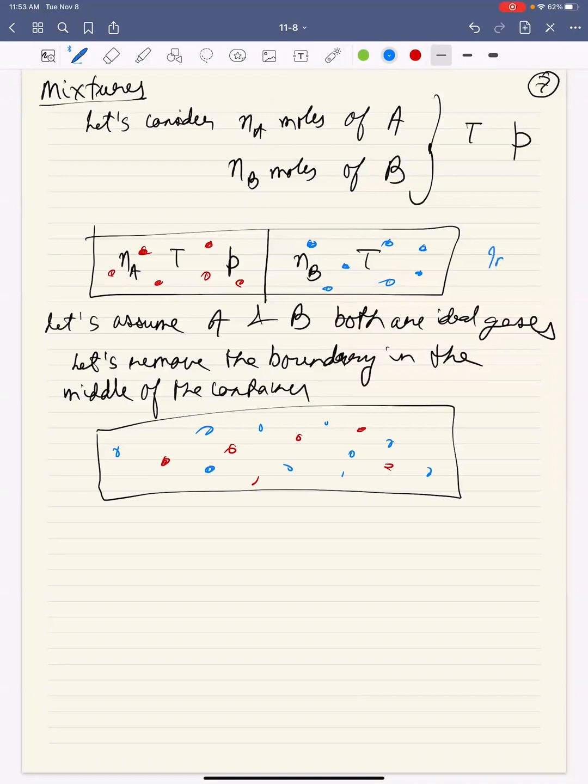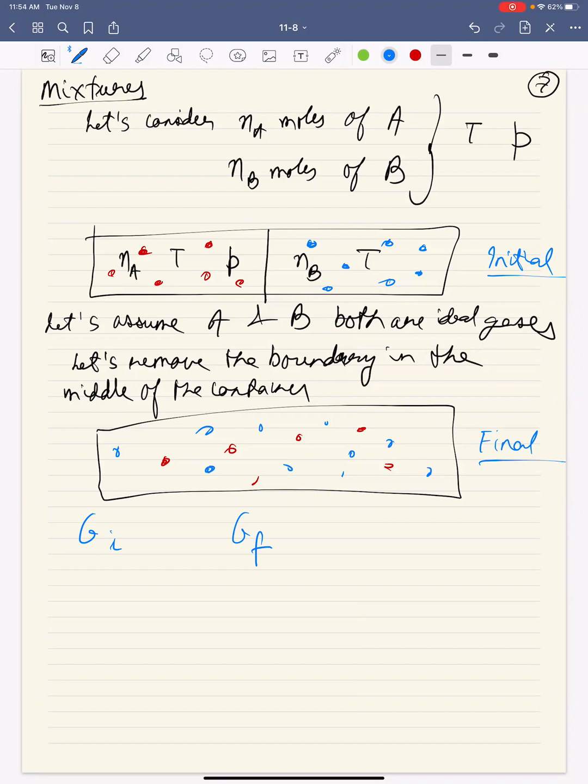Let's call this our initial state, and let's call this our final state. We are doing everything at constant T and P, right? So we want to think about spontaneity. What is spontaneous here? Is G initial going to be smaller than G final? First of all, why do we use G? Because we are talking about constant temperature and pressure conditions, right? So Gibbs free energy is the quantity to think about.